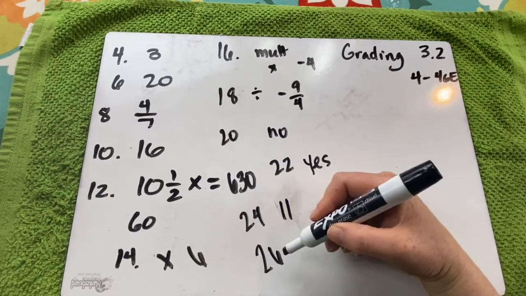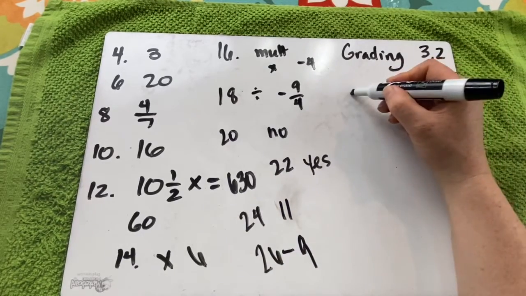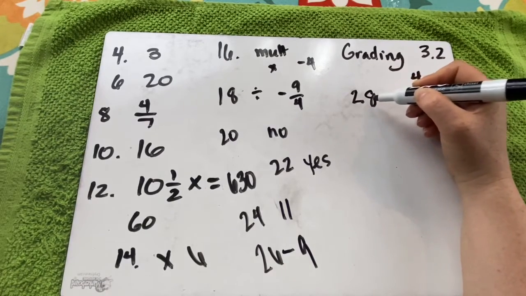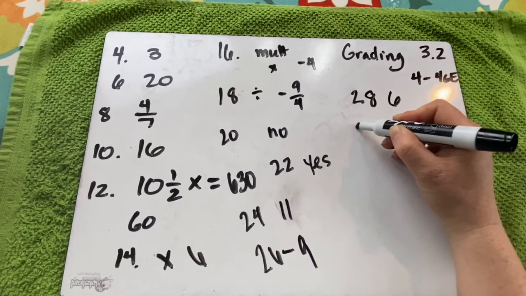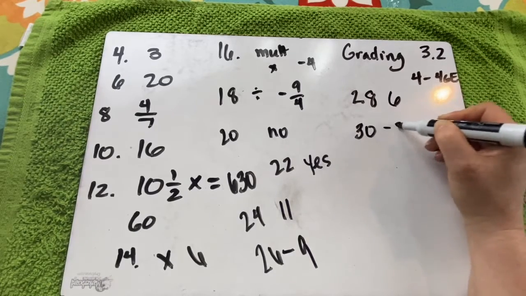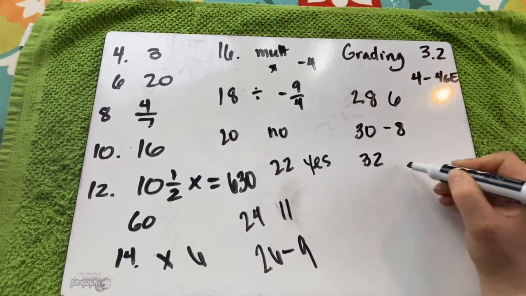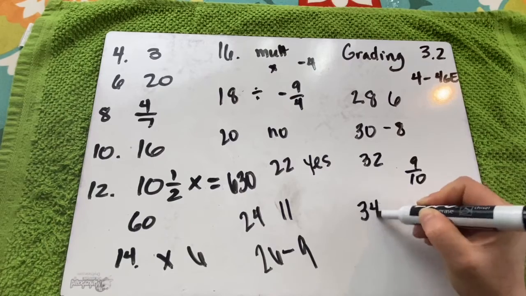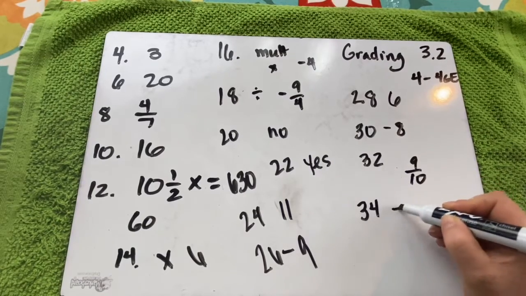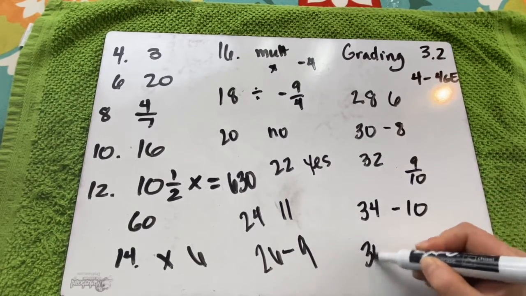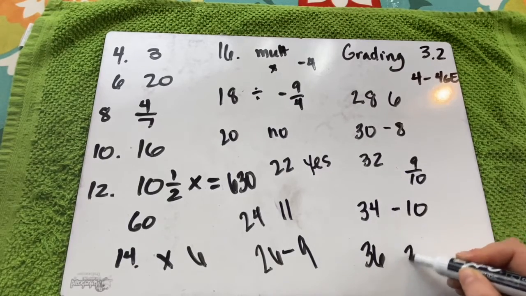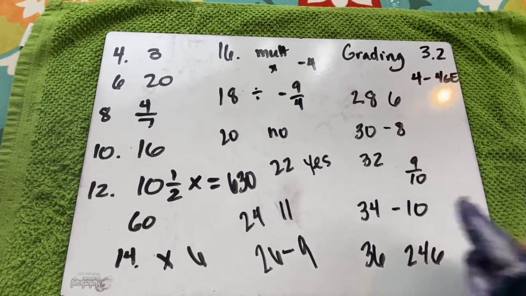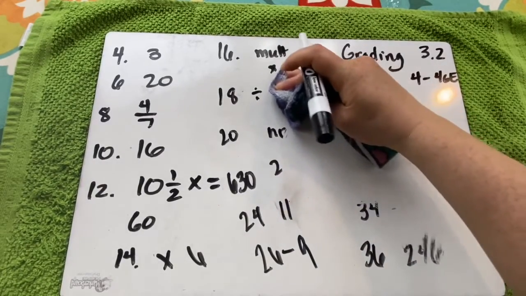26 is -9. 28 is 6. 30, -8. 32, 9/10. 34, -10. 36, 246, right? 36. Sorry, 246.